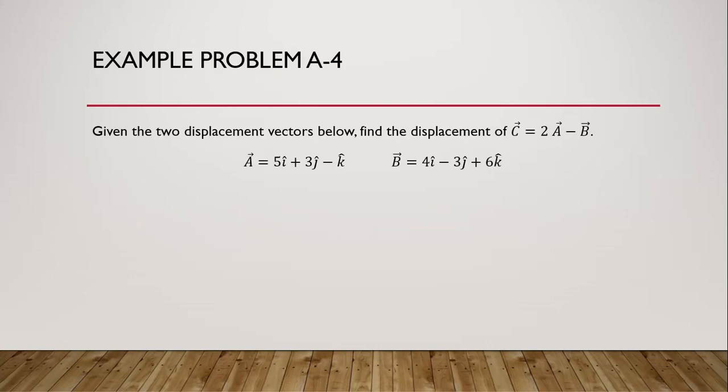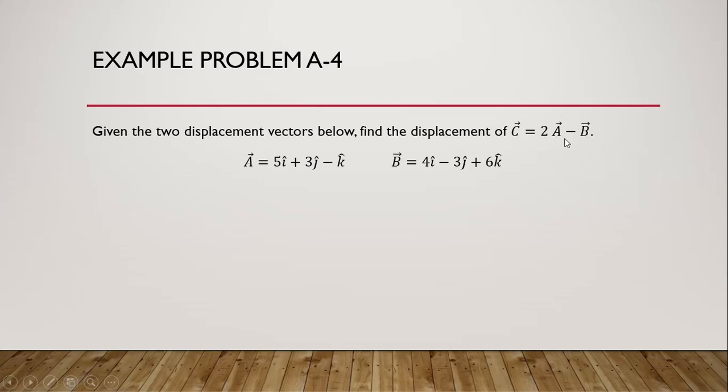So let's do a quick example problem. Let's say we're given two displacement vectors, and these are three-dimensional vectors. I've thrown a k hat in there just for fun, and we're going to say displacement C is 2A minus B. Well, this means I'm going to do A twice and then do B in the opposite direction.